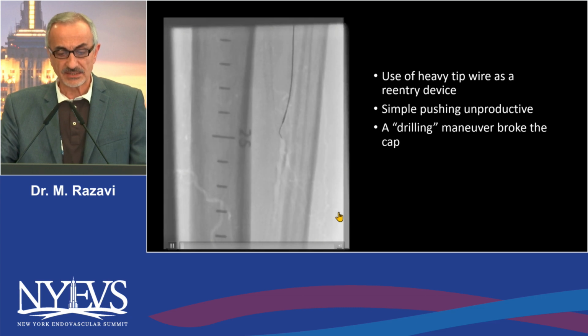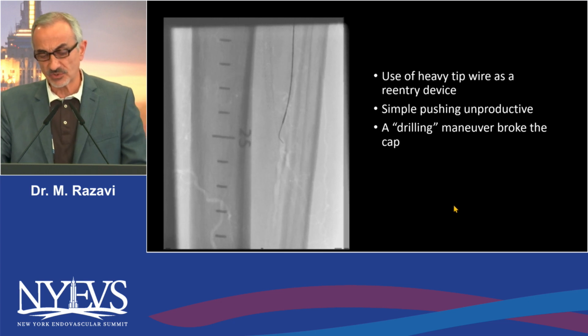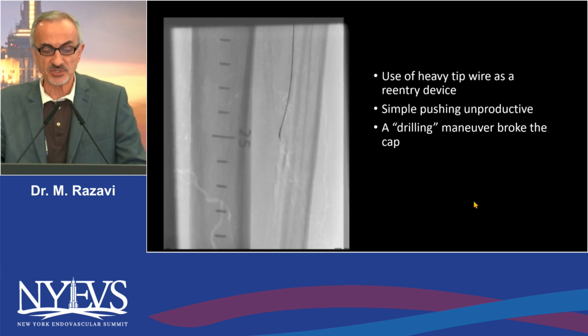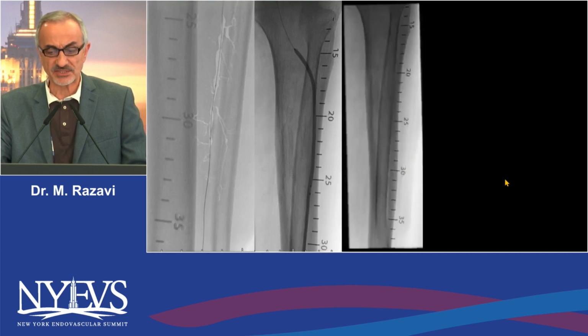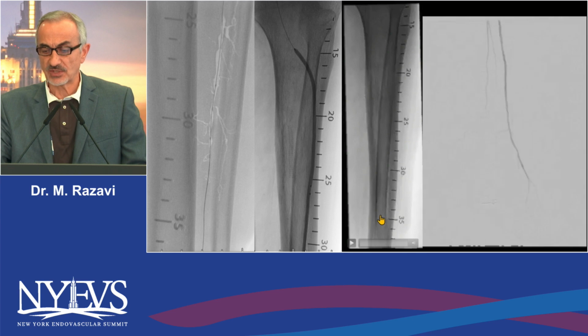And here it is in the same area, but we couldn't re-enter with a regular tip, and so the heavy tip wire was used, and you use the drilling technique. The drilling technique works really well. You just have to have the patience to find that area that you need to drill, and then you'll fall into the true lumen. We're still going in the wrong direction. It's going to take a while. Let's go over here. There it is. You just have to have some patience to do that. And then the angioplasty, of course, you treat the patient and you have 2-vessel runoff.